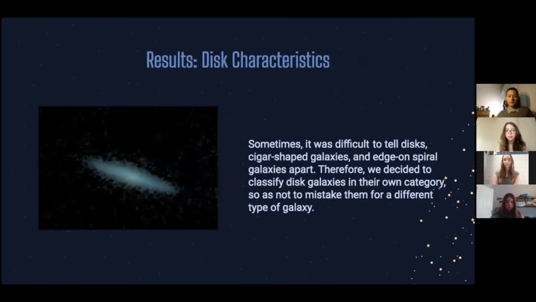So sometimes it was difficult to tell disks, cigar-shaped galaxies, and edge-on spiral galaxies apart. So we decided to classify disk galaxies in their own category so as not to mistake them for a different type of galaxy. And as you can see on the left, they do look very similar to the cigar-shaped galaxy that we showed in the last slide.